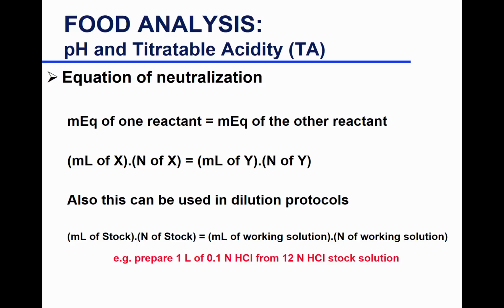Oftentimes, this equivalence is used for dilution, starting with a concentrated base solution or concentrated acid solution, and you want to dilute it 10 times, 100 times, or get to a particular diluted concentration. So here's an example. You want to prepare 1 liter of 0.1 normal HCl from a 12 normal HCl stock solution. What would you do using this equation to get this?